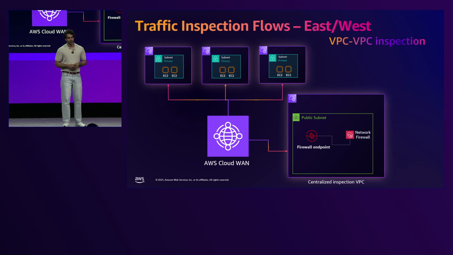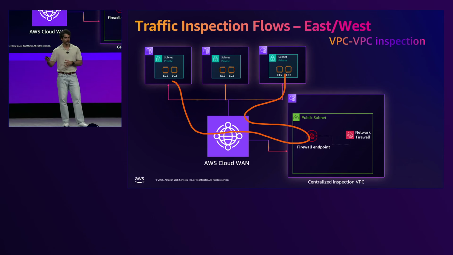The next traffic inspection flow is east-west VPC to VPC inspection. So here the traffic is not destined to the internet, but rather to another VPC. So your source is VPC and your destination is VPC. And the traffic follows a very similar path where it is centrally routed to a network firewall endpoint, which inspects traffic and sends it to the destination VPC.